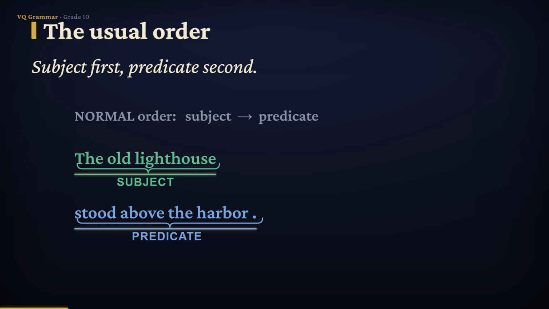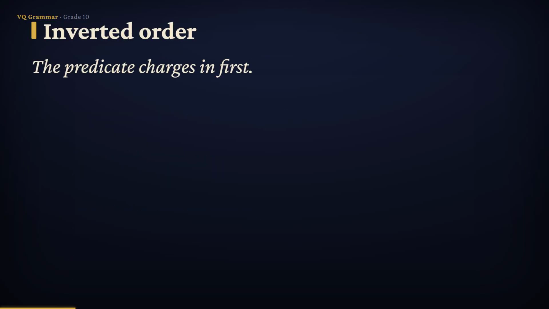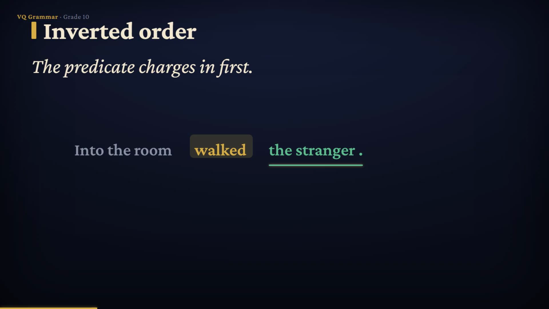But here's the catch, and it's the whole point of today's lesson. English does not always keep that order. Now here's a sentence built the other way around. Into the room walked the stranger. Feel how that lands? The verb walked shows up before we ever learn who did the walking. So how do we find the subject? Simple. Find the verb and then ask a question of it. Walked who? The stranger. There it is, sitting at the very end of the sentence.